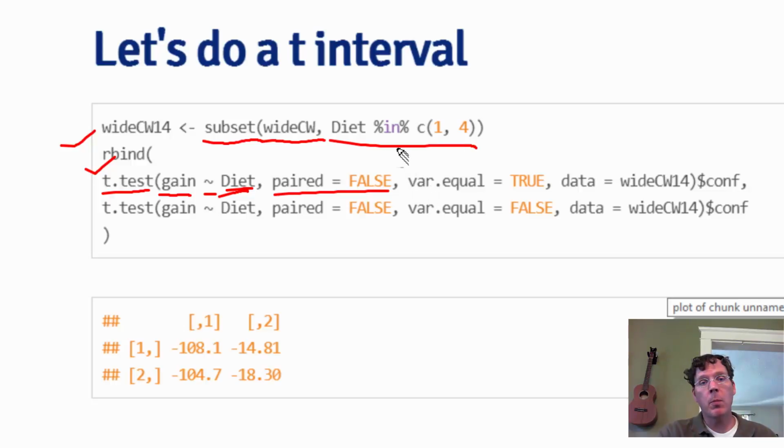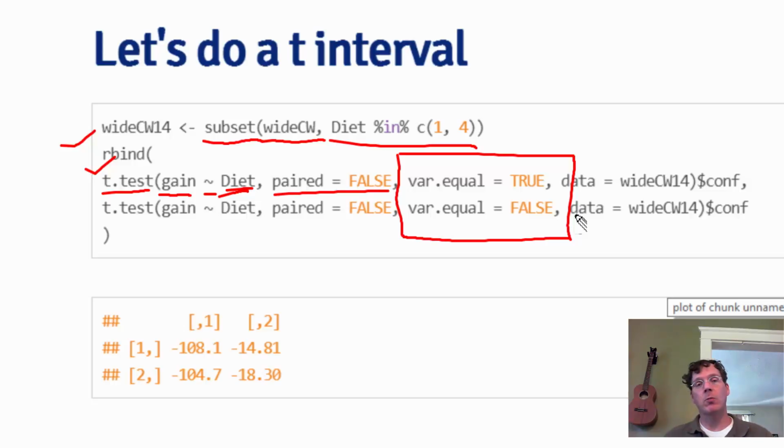But what I do compare here is the assumption that the variances are equal versus the assumption that the variances are unequal. And you do get different intervals. In both cases I'm grabbing the confidence interval. In the first one, I get negative 108 to negative 14. In the second, I get negative 104 to negative 18. In both cases, the intervals are entirely below 0, suggesting less weight gain on diet 1 than on diet 4.